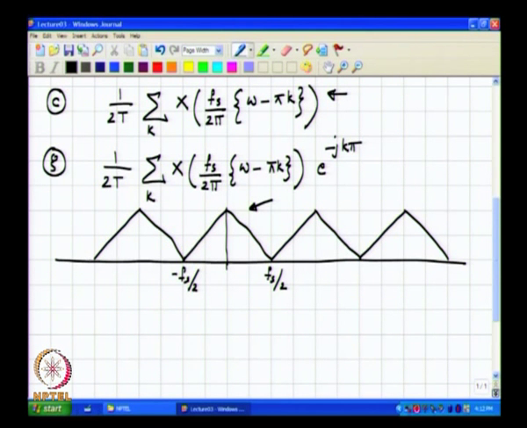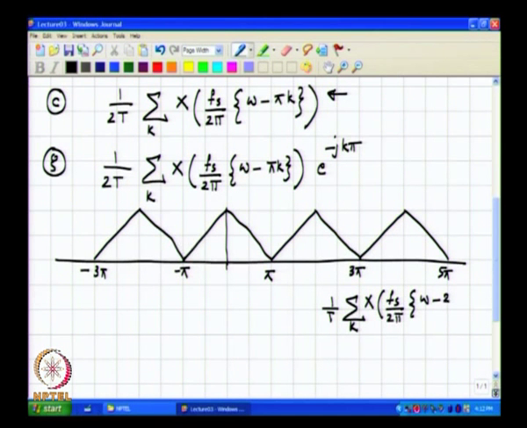Okay. And then we scale the x axis, we multiply this by 1 over t. So what does fs by 2 become? Fs by 2 becomes pi. This becomes minus pi, and so this becomes 3 pi, 5 pi, and so on. Right. What is this in the discrete time domain? This is what we would have got, omega minus 2 pi k. This is stuff that we already know.